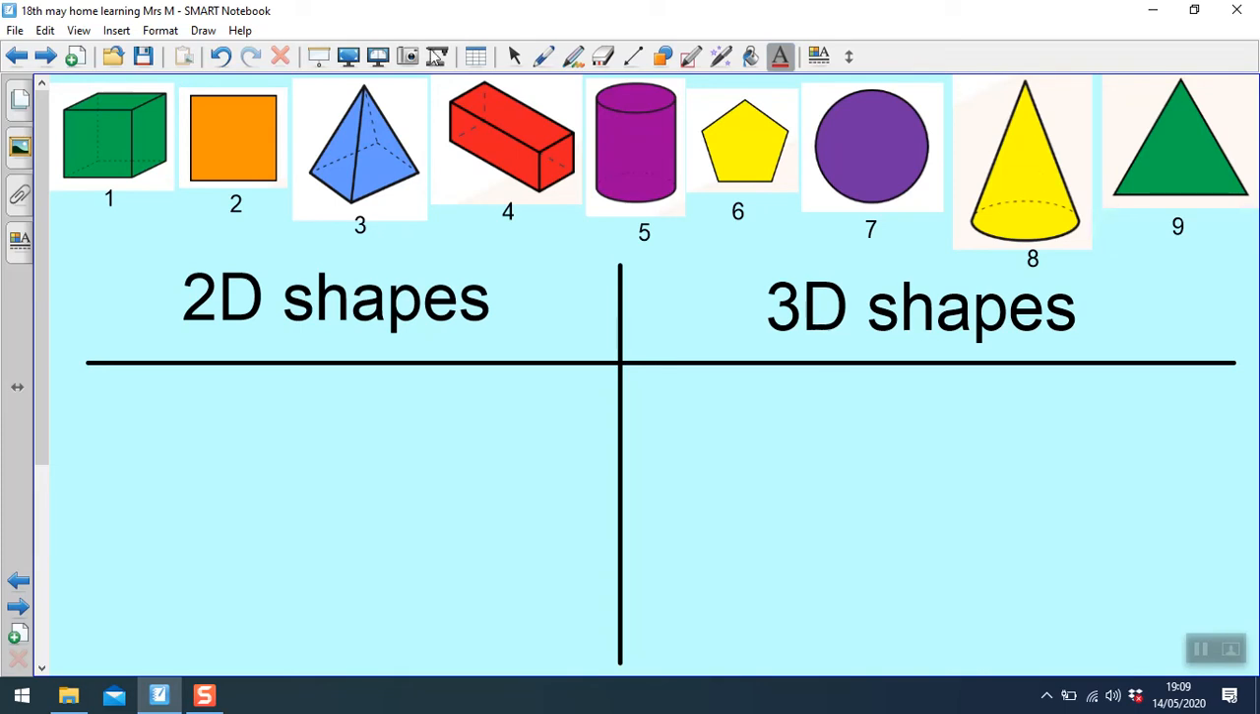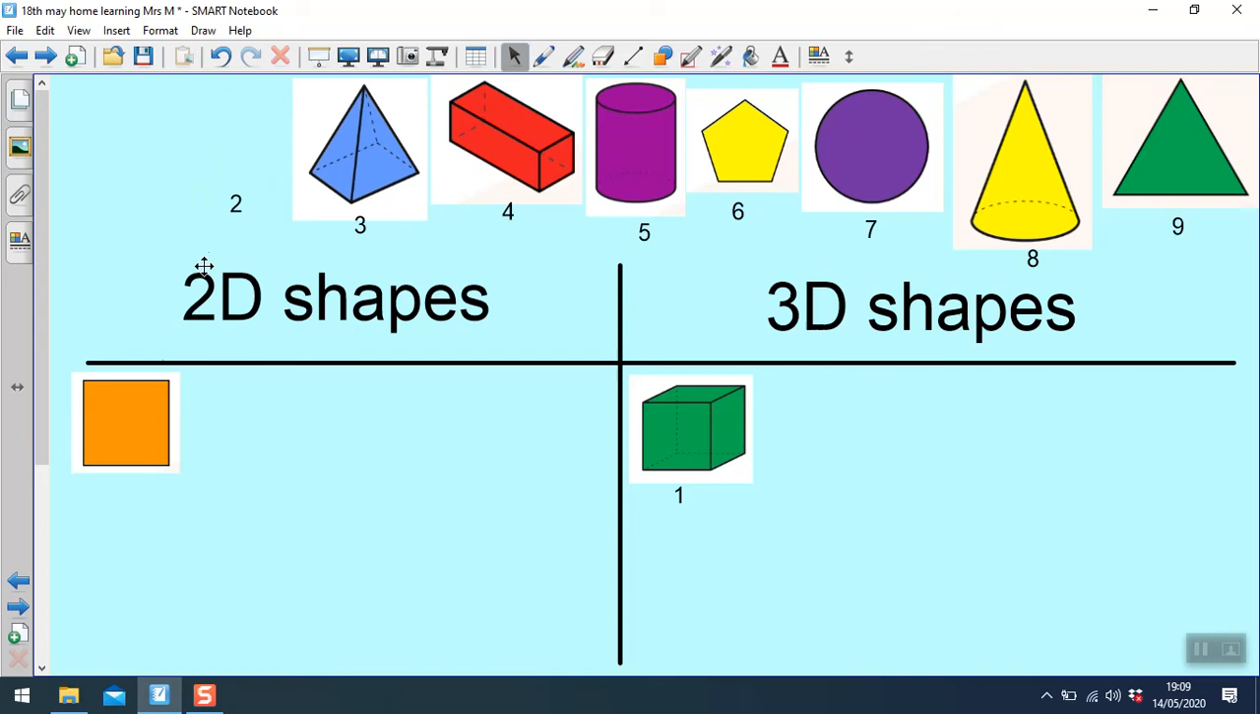Let's see if you are right. So number 1, it's a 3D shape. It's not a flat shape. I can see a length, a depth and a height. It's got 3 different measurements, so it's a 3D shape. Number 2, it's got a length and a width. It's a square, and that's a 2D shape. It's got 2 measurements, length times width.